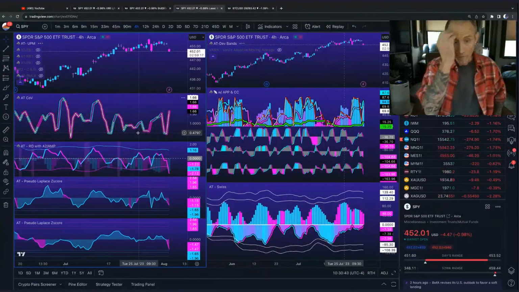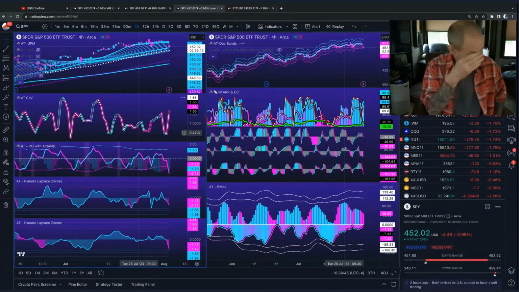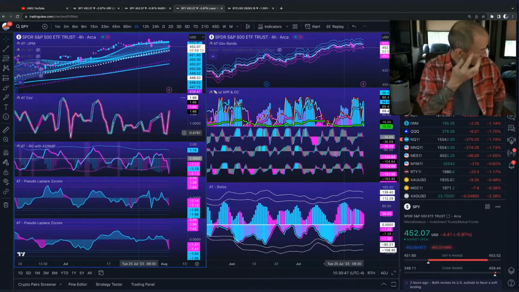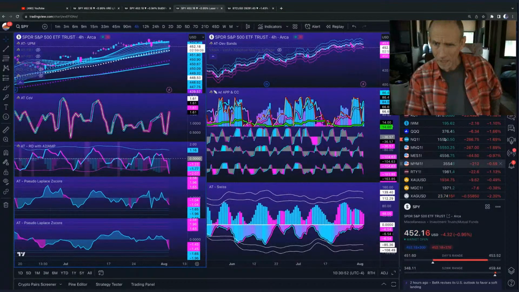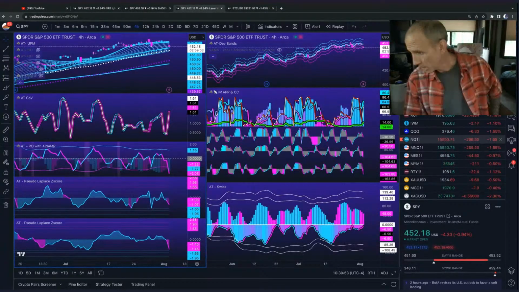Buckets full of water. A little liquidity. Buckets. Too many monitors.